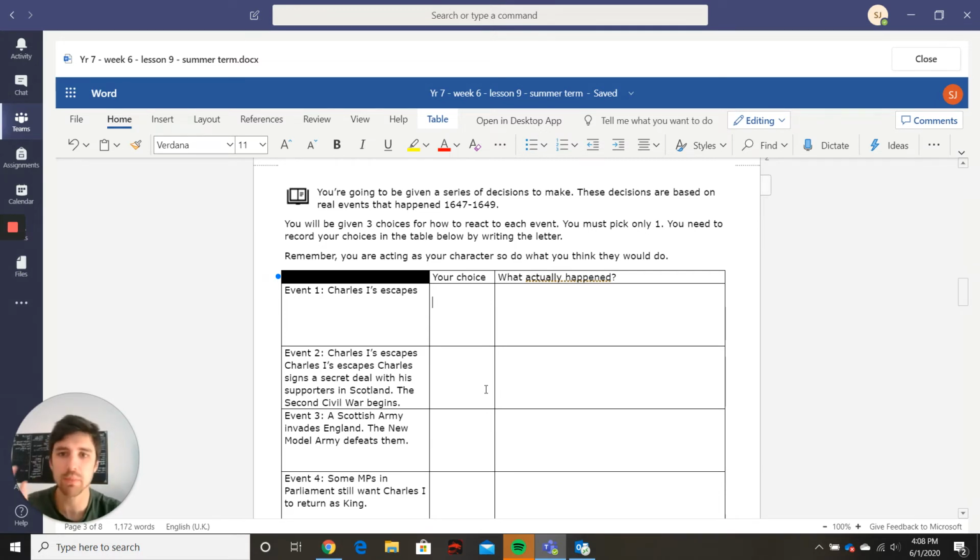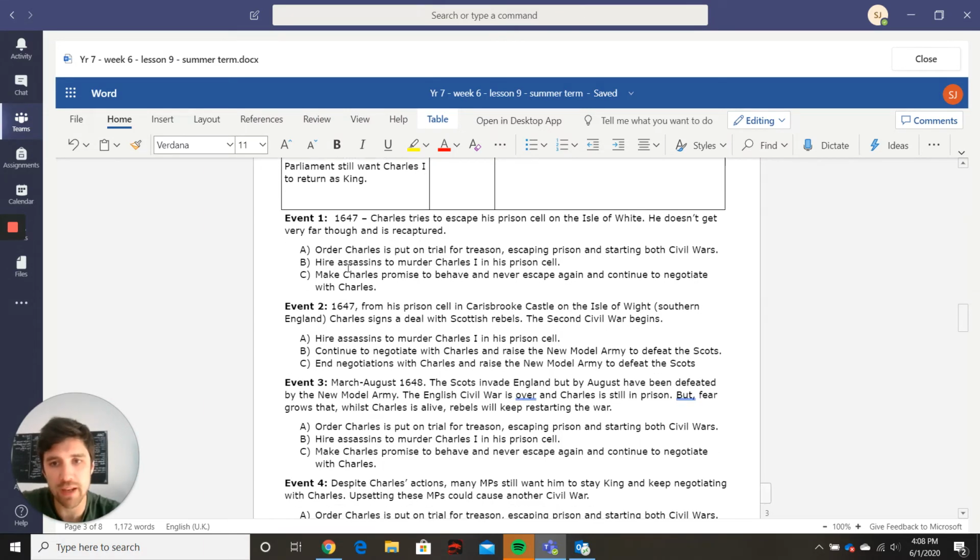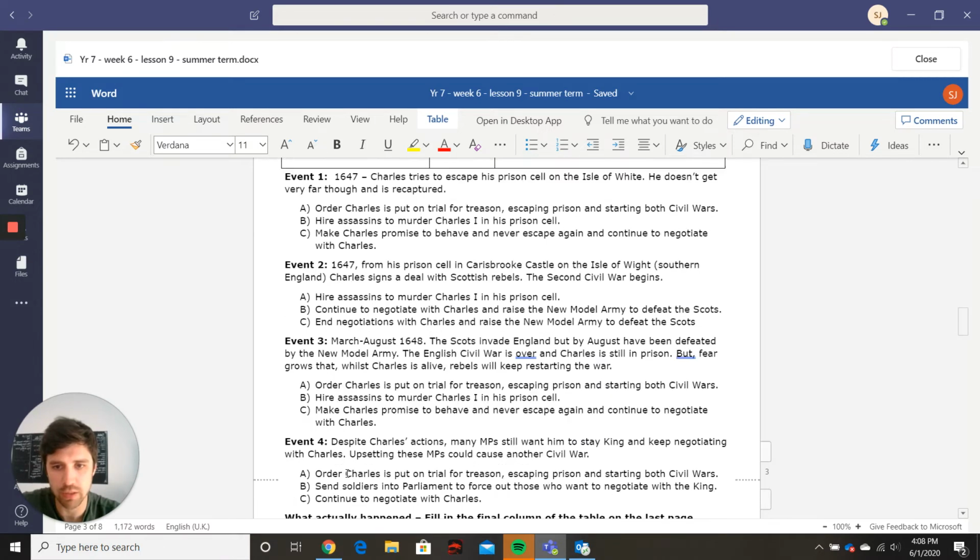But you must remember, you are acting as your character, not as yourself. So you're trying to predict, what do you think Oliver Cromwell would have done or Sir Thomas Fairfax would have done, knowing what outcome they wanted. So your 4 events are below here, 1, 2, 3, 4.